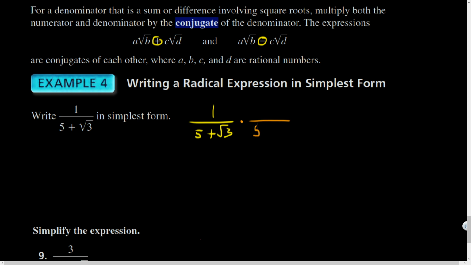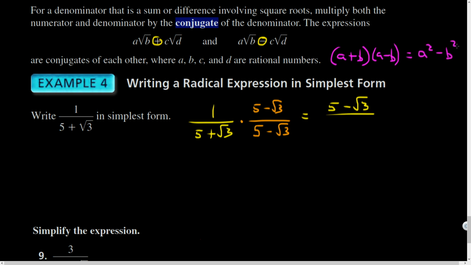All right, let's see if I can actually draw a 5 here. 5 minus rad 3, I've got to multiply the top by that as well. It's only fair because this is equal to 1. And so up top, I'd have 5 minus rad 3 over, and man, this one lesson is pulling together so many old skills. It's a little bit scary. The reason conjugates are so great is because of this. If I multiply something by its conjugate, it's equal to the difference of squares pattern. And so I'm going to have the difference of squares pattern show up here.